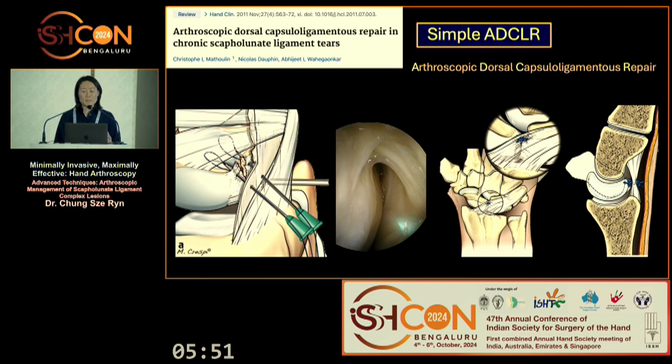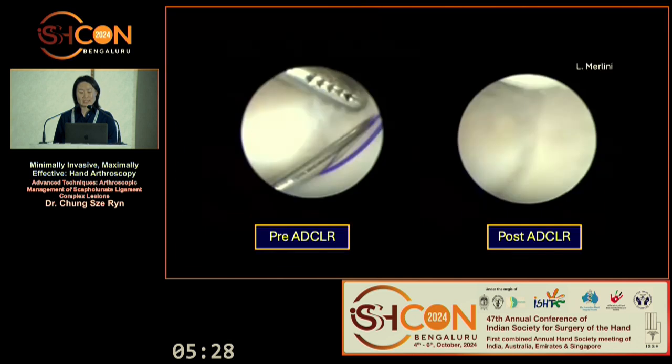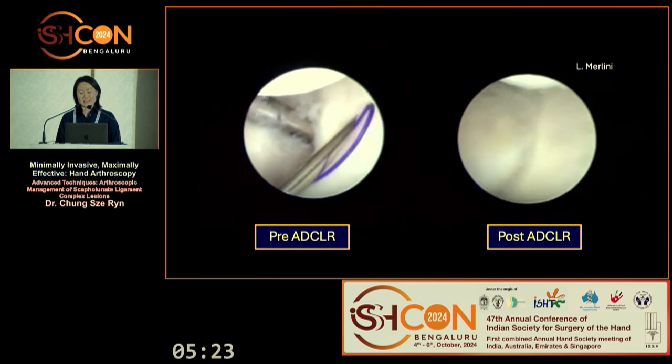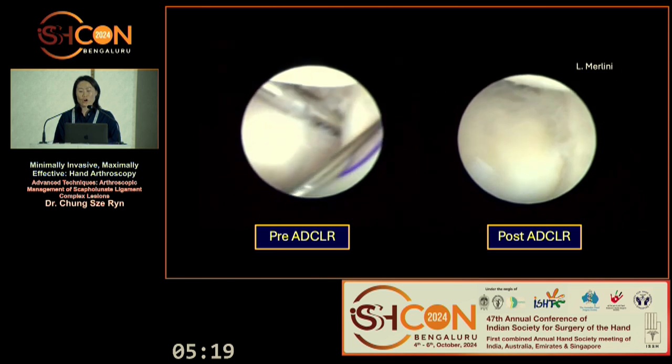Christophe Mathoulin has popularized this arthroscopic dorsal capsular ligamentous repair, the ADCLR, to basically reconnect the DCSS, reinforcing the dorsal scapholunate complex. And when the stage of the instability is more pronounced, like 3C, you may want to perform a wide ADCLR to grasp the DIC ligament to stabilize the dorsal scapholunate complex. This is a nice arthroscopic video showing the pre-ADCLR and the post-ADCLR, where you can see the scapholunate joint is quite stable on loading.